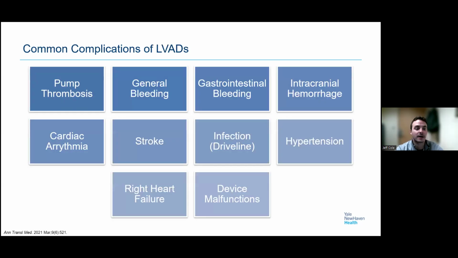Some of the common complications of the LVADs are pump thrombosis, bleeding in general, but also an increased risk of GI bleeding, as well as intracranial hemorrhage. Patients can also have cardiac arrhythmias, stroke, which is a thrombotic complication, and infections, specifically driveline infections, because it's an external driveline. So a lot of our patients will often be on chronic antibiotic suppressive therapy if they have recurrent infections in their driveline. Also hypertension, right heart failure, and then just general device malfunctions.